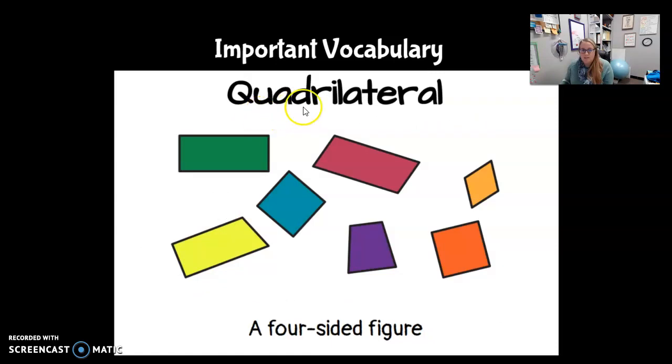The next one is a quadrilateral. This is a harder word. Say it with me. Quadrilateral. A quadrilateral is a 4-sided figure. So you'll see there's lots of different ways to draw a quadrilateral, but all of these figures have 4 sides. 1, 2, 3, 4. We're going to talk about quadrilaterals in more depth in a couple of days.